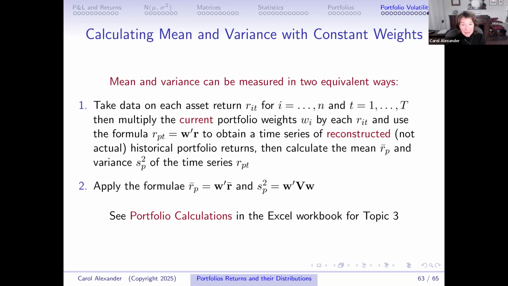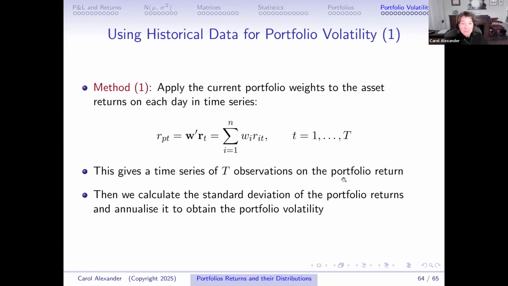Or we can just use these formulae that the mean of the portfolio return is just the dot product between the weights and the vector of the mean asset returns, and then that quadratic formula that's going to be very important in this module. So we're going to have a look at the Excel workbook for that in a minute.